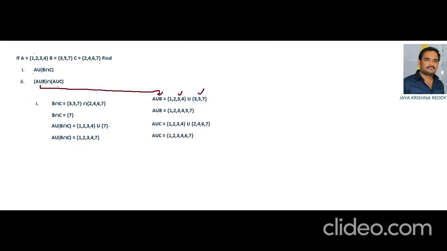And this is A union C. A union C means the combination of set A and set C, so combining all the elements from these two sets. So the result is 1, 2, 3, 4, 6, 7.